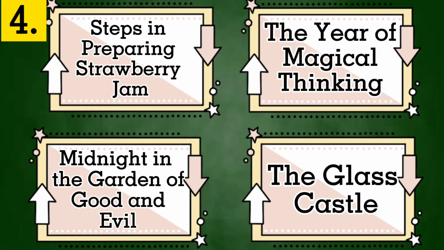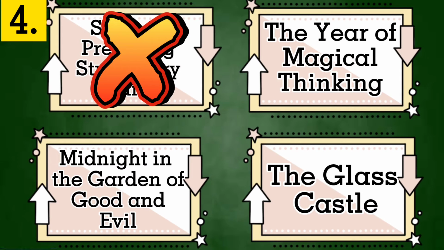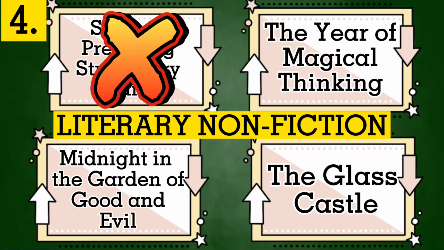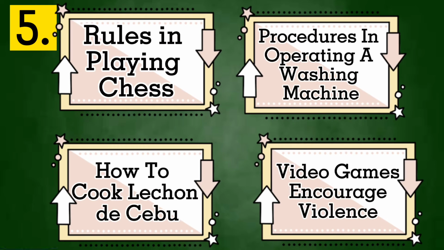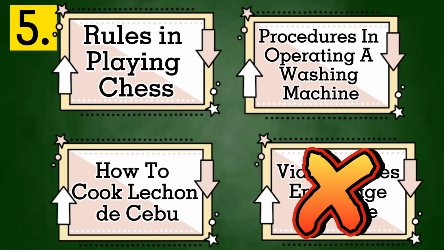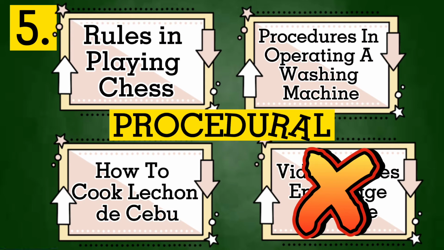The text title that does not belong to the group is Steps in Preparing Strawberry Jam. Its text type is literary non-fiction. Number 5. Rules in playing chess. Procedures in operating a washing machine. How to cook lechon de Cebu. Video games encourage violence. The text title that does not belong to the group is Video games encourage violence, and its text type is procedural.